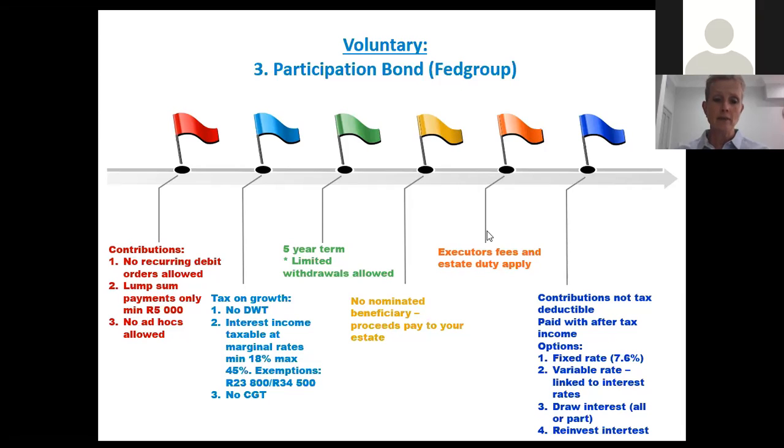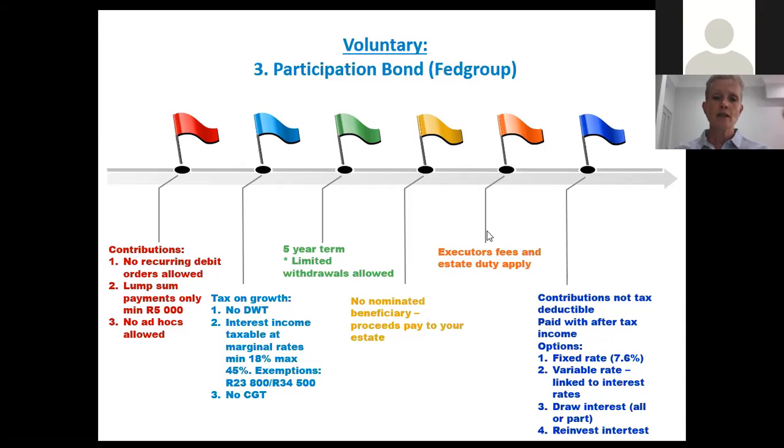There's no nominated beneficiary, so the proceeds would pay to your estate, and again, wait until the estate gets wound up and pay according to who you've nominated. Executors' fees and estate duty would apply to the proceeds because it becomes an asset of your estate, so it's very similar to a bank account and a unit trust. And then the contributions are not tax deductible either, and they are paid with your after-tax income.